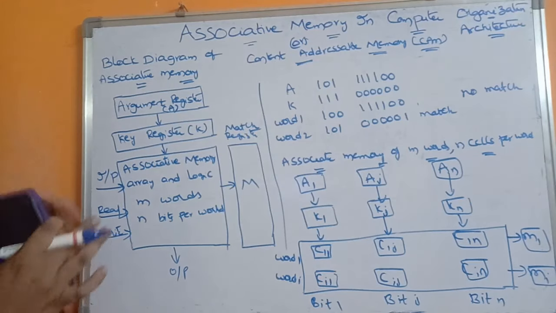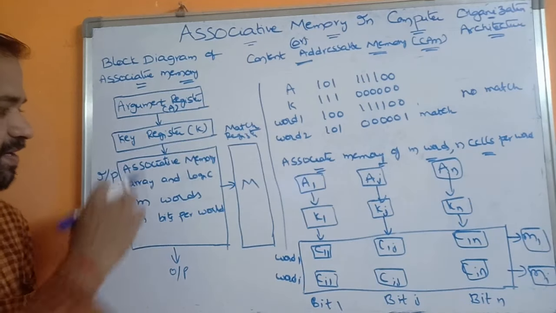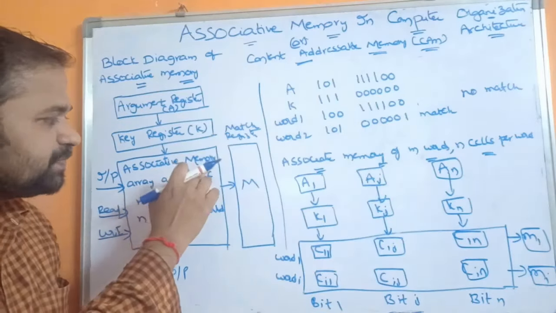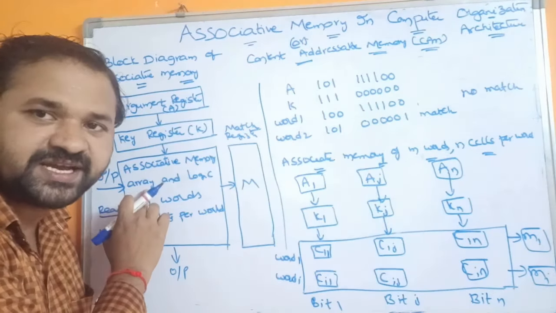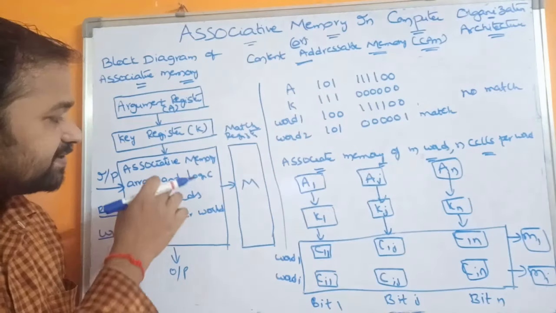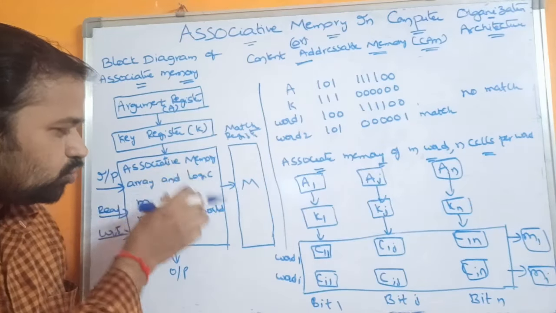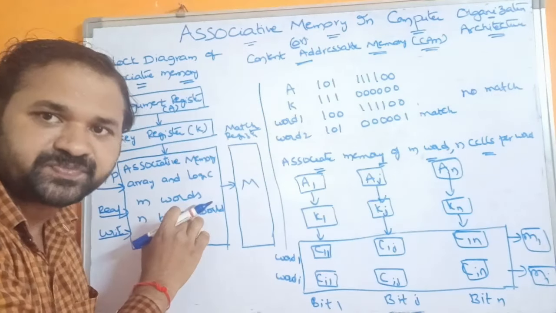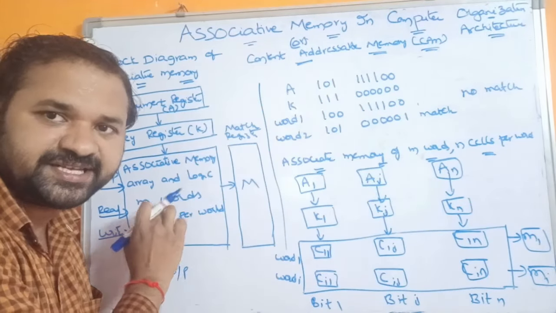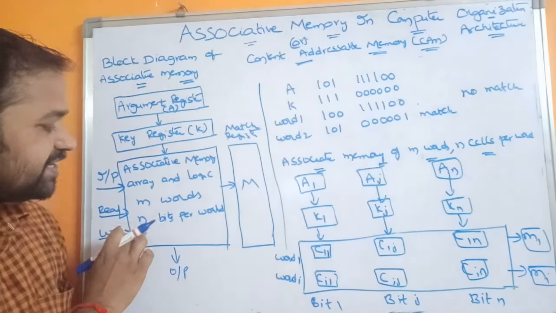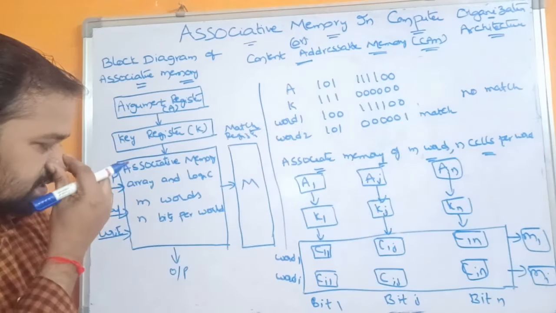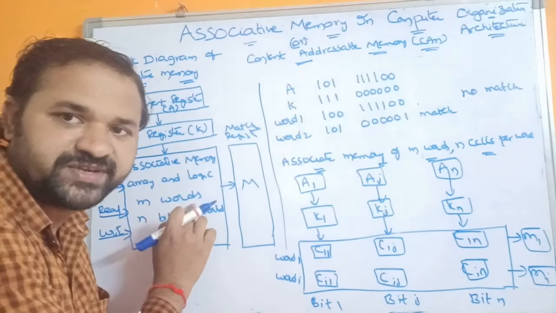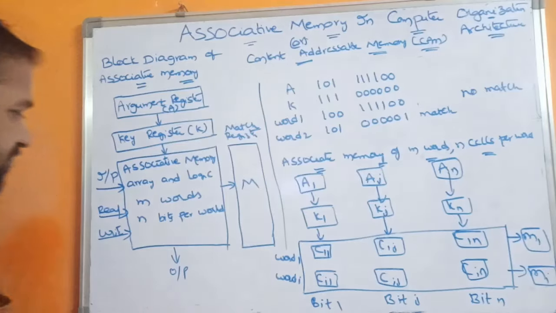Now let's see the block diagram of associative memory. This is nothing but associative memory. Here, in order to implement the associative memory, we are using a two-dimensional array and logic. We are maintaining m words. So the associative memory contains a total of m words, where each word contains n bits. And what is the size of each word? The size of each word is 12 bits.